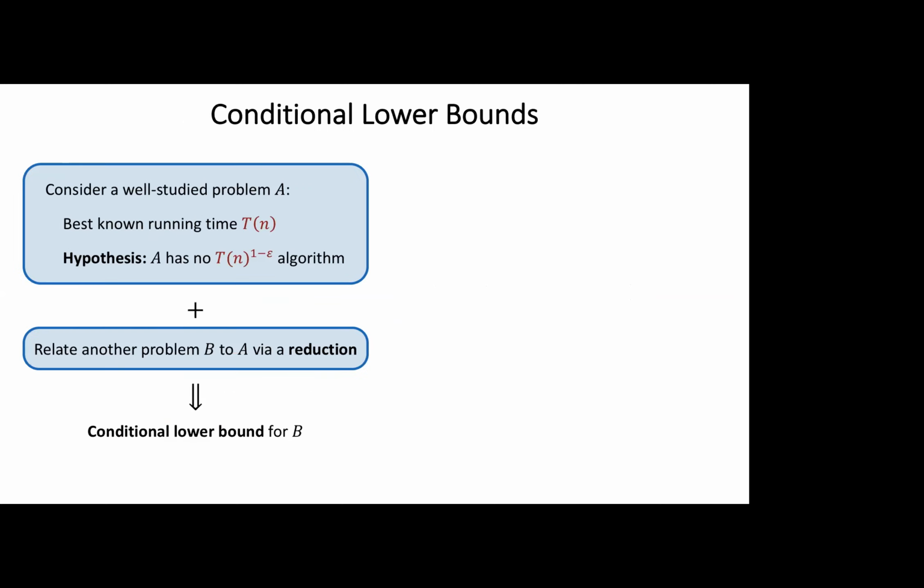Okay, so anything that we can hope for are conditional lower bounds. What I mean by this is, you pick some classic, fundamental, well-studied problem A. This has some best known running time T of n. And because this is so long studied, it makes sense to conjecture that it doesn't have a fast algorithm. So let's pose the hypothesis that this problem A does not have a T of n to the 1 minus epsilon time algorithm. Once we have this kind of hypothesis, we can relate the problem to other problems. If we have a reduction from problem A to some other problem B, then this hypothesis gives us a conditional lower bound for B. This is the kind of conditional lower bound that I'm shooting for here.